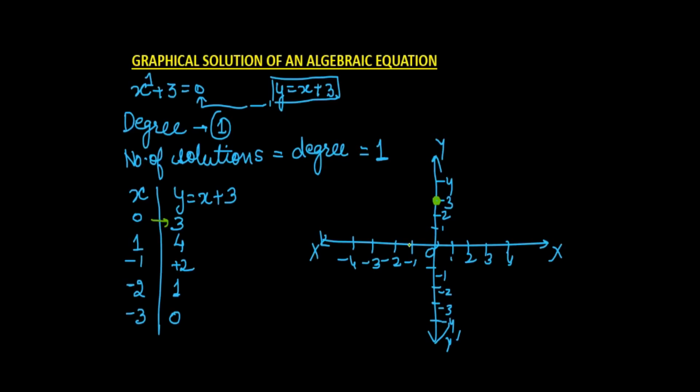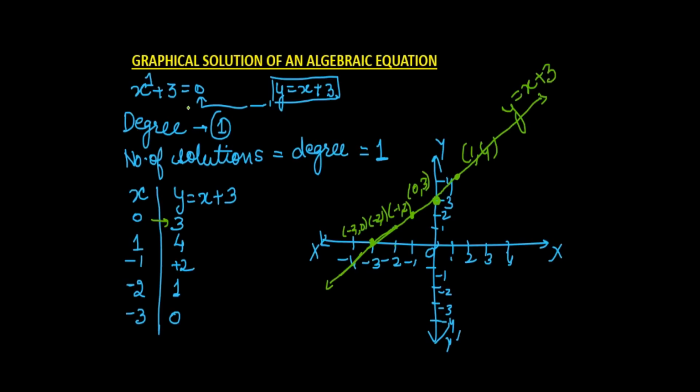When x is 1, y is 4. We have the coordinates of the point, ordered pair. When x is negative 1, y is 2. Negative 1, 2. Then negative 2, 1. And negative 3, 0. And we try joining them. So we get a straight line. And this straight line is nothing but y is equal to x plus 3.